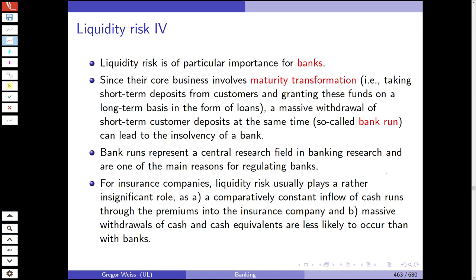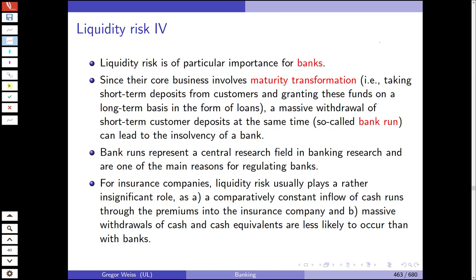And this is also one of the main reasons for regulating and supervising banks. Now, for insurance companies, liquidity risk usually plays a rather small or unimportant role, an insignificant role.